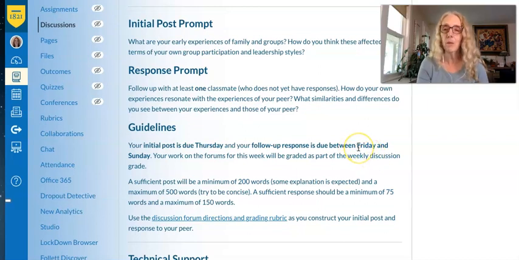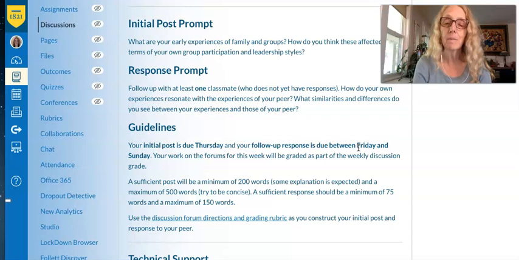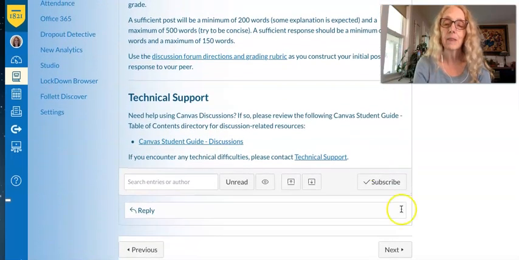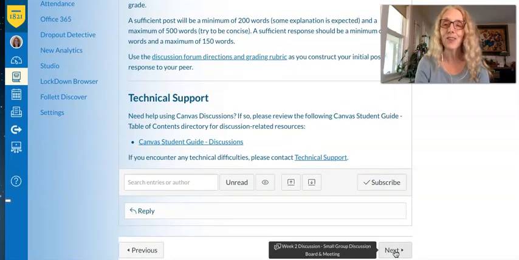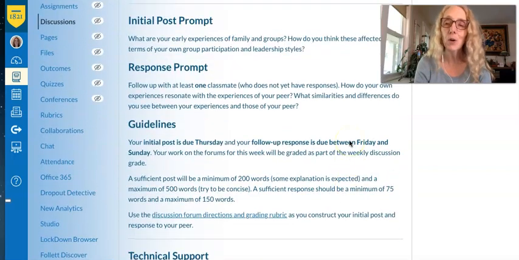Remember that I'm okay with you responding between Thursday and Sunday. If you want to respond earlier, though, the post is what's due on Thursday. You can post any time prior to Thursday. You could post in the week before.